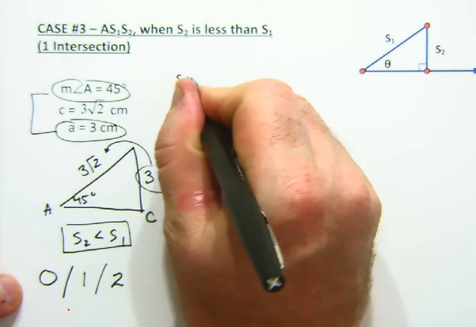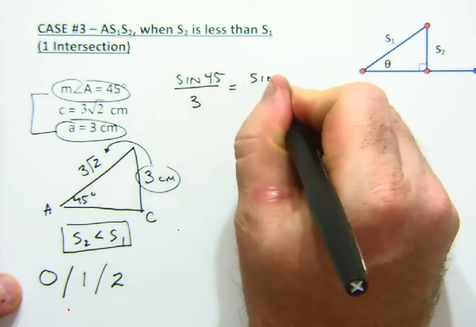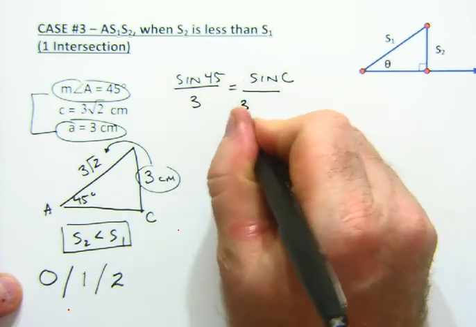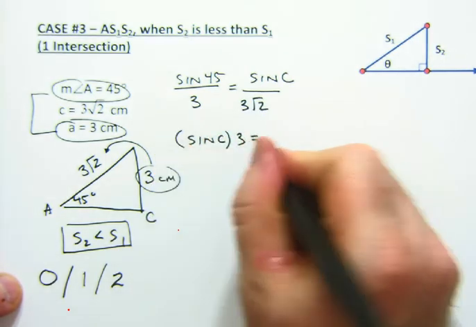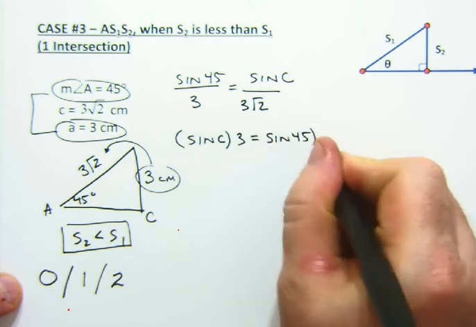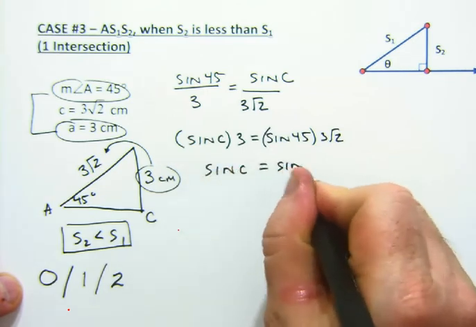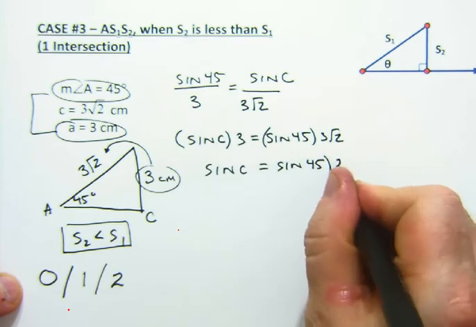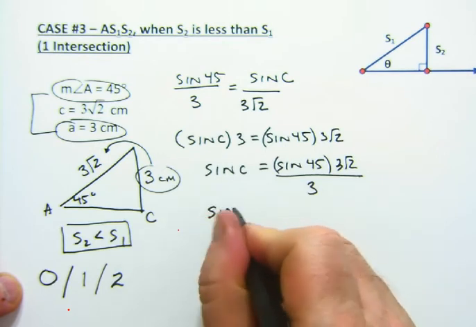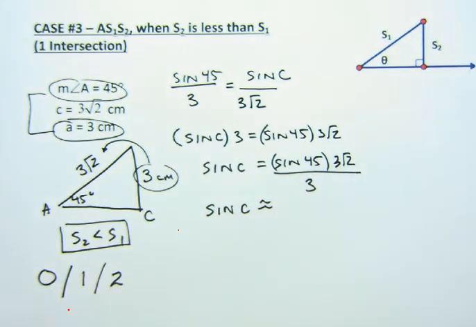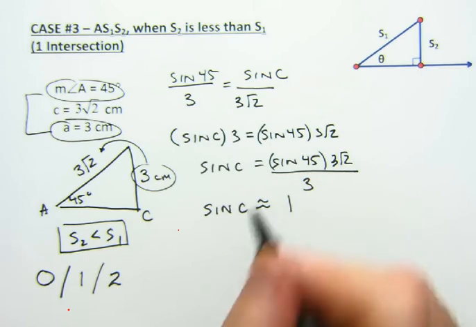So let's create this. The sine of 45 is to 3 as the sine of C is to 3 root 2. The sine of C times 3 equals the sine of 45 times 3 root 2, so the sine of C equals the sine of 45 times 3 root 2 over 3. And let me calculate the decimal of that ratio. Almost magically, that actually comes out to exactly 1.